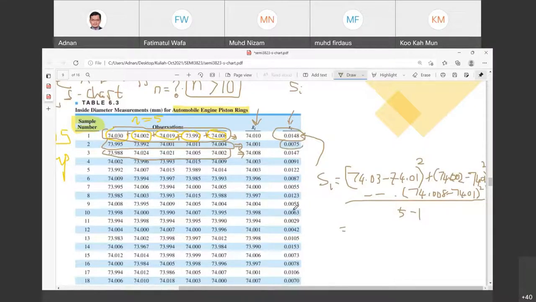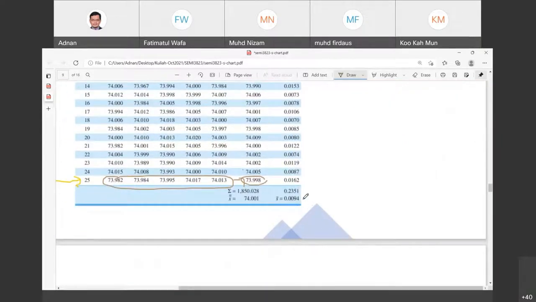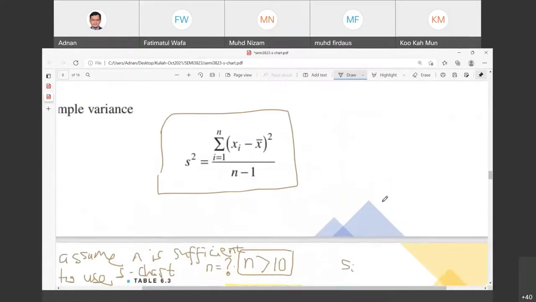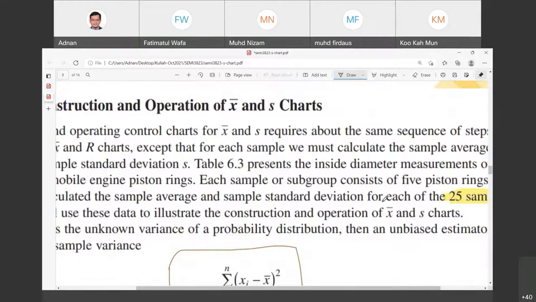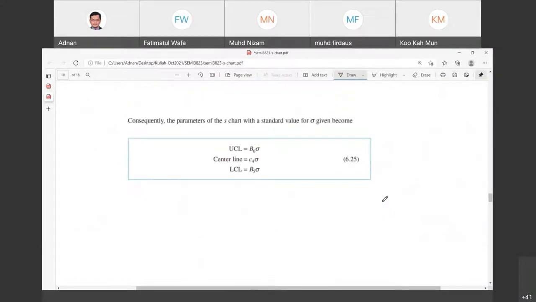Continue this. And then what you need to get is the average of S, S bar. Remember, this is S bar. S bar is the average of S. So the formula that we use to develop the control chart is this one. This is the S chart.